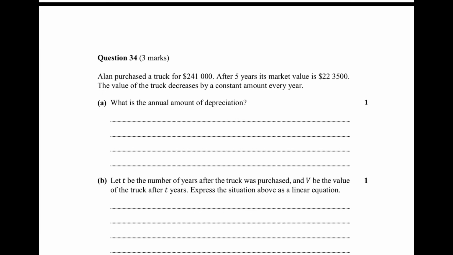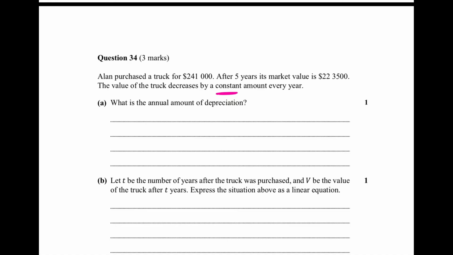Question 34. Alan purchased a truck for $241,000. After 5 years, its market value is, it's just written a bit funny here, $223,500. The value of the truck decreases by a constant amount each year. So that means it declines linearly. What is the annual amount of depreciation?